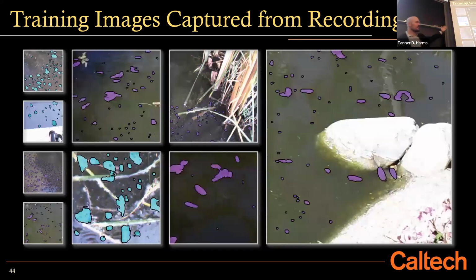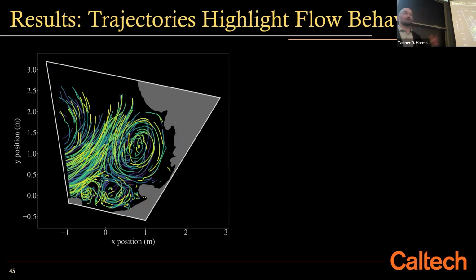Here's some of the training data that we collected from the images. Once again, the way I collect the training data in these studies is I just collect videos and then I take sample frames and extract training information from those frames. Now, if we perform the tracer tracking, we can get trajectories that look something like this. The color here represents how far along in the flow it is. Yellow represents the end of the recording. Blue represents the beginning of the recording.